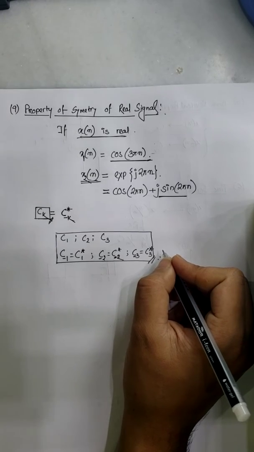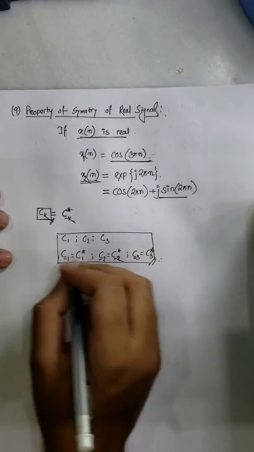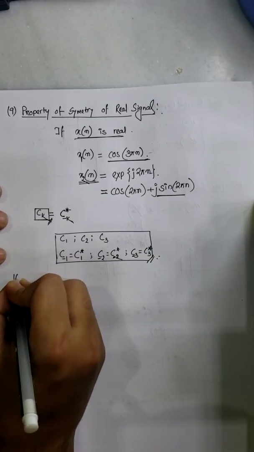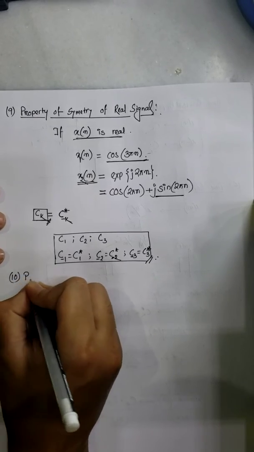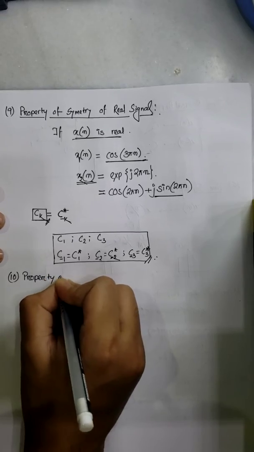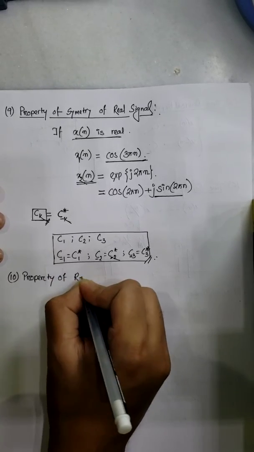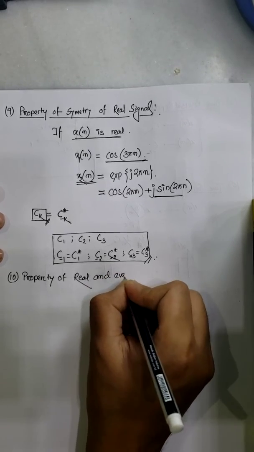Moving on to the 10th property. The 10th property being the property of real and even signal.